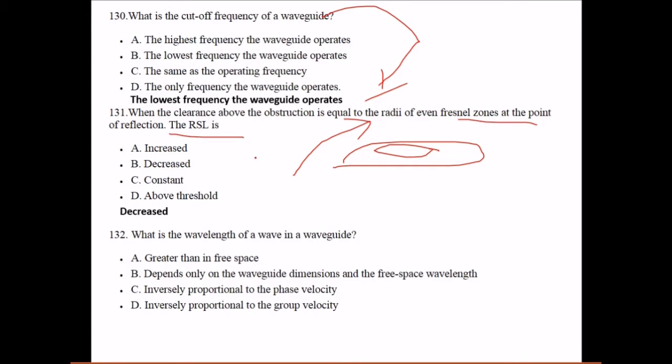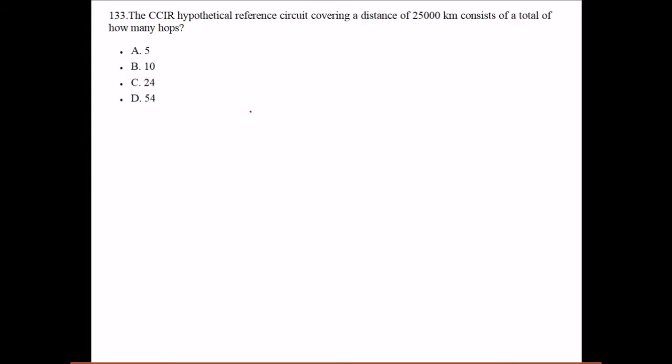Now what is the wavelength of a wave in a waveguide? It is greater than in free space. The wavelength of a wave in a waveguide is greater than in free space. CCIR. This is the International Radio Consultative Committee.